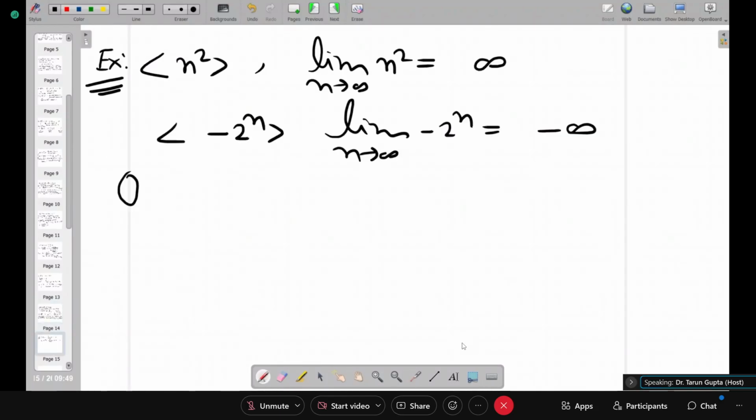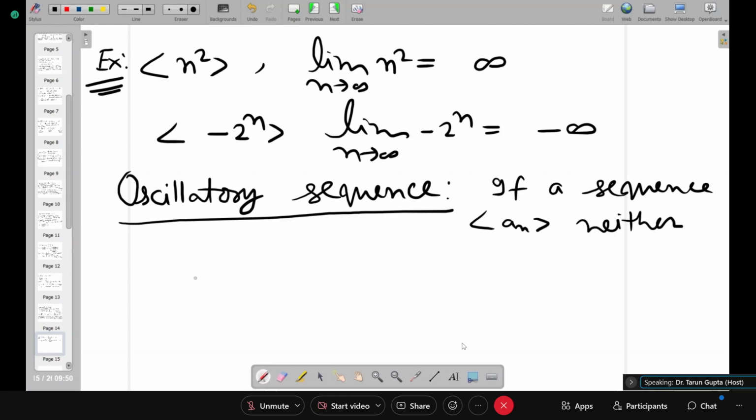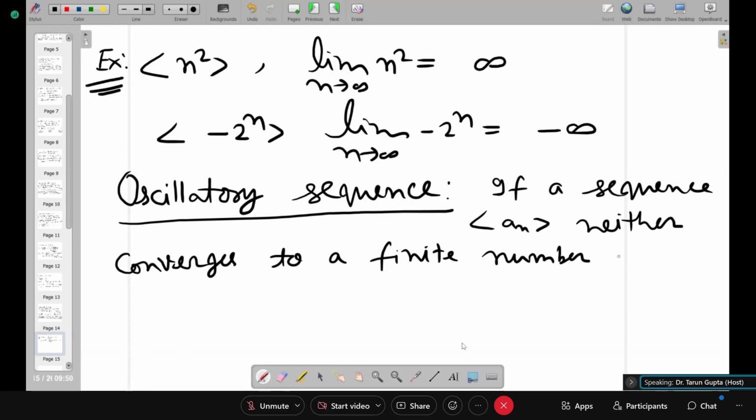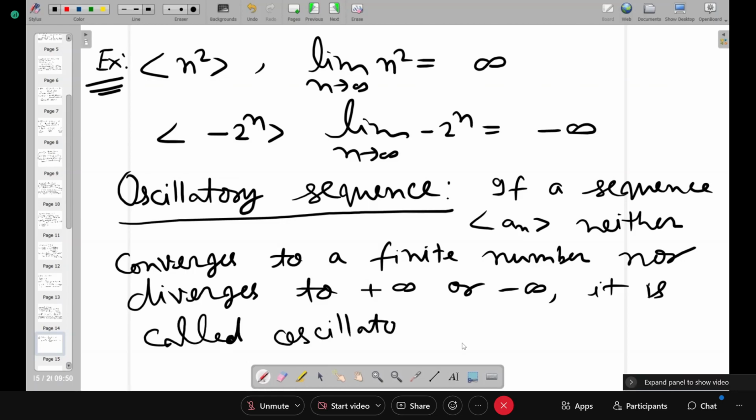Now next, oscillatory sequence. If a sequence an neither converges to a finite number nor diverges to plus infinity or minus infinity, then it is called an oscillatory sequence. And there are two types of oscillatory sequence.